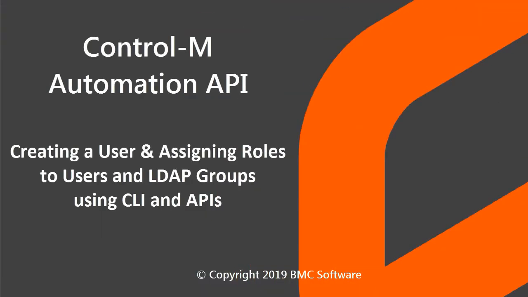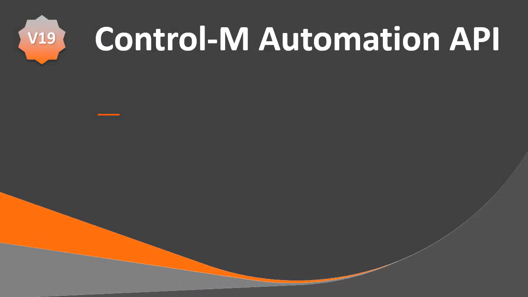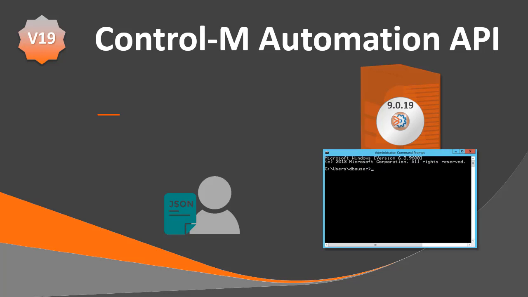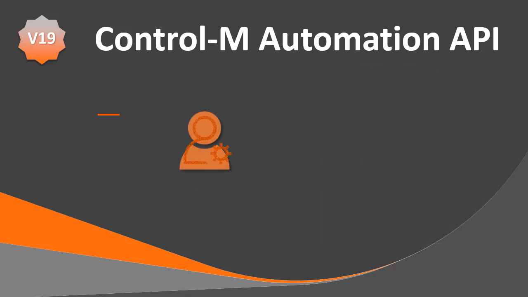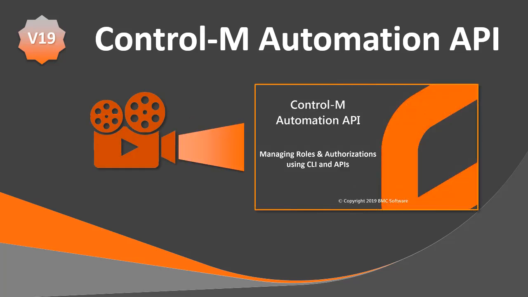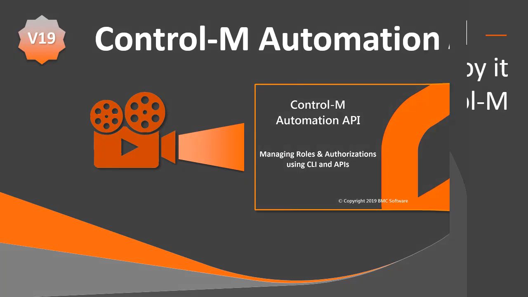Welcome to the Control-M Automation API video about creating a user and assigning roles to users in LDAP groups using the CLI and APIs. In this video, you will learn how to create a user by modifying a JSON file for an existing user and deploy the user using the CLI. You will also learn how to assign a role to a user and an LDAP group. Before watching this video, we recommend that you watch our video about roles and authorizations.